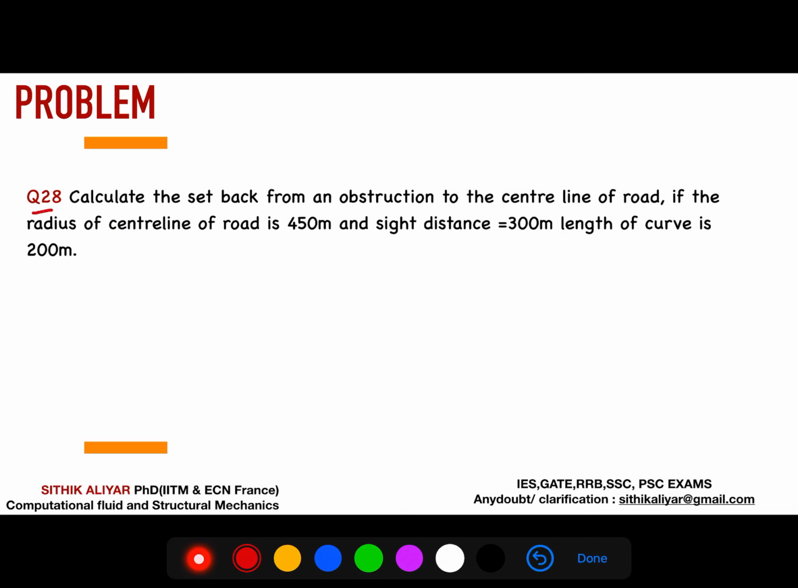Next question, question number 28. Calculate the setback distance from the obstruction to the center line of the road. Again, same type of question. If the radius is 450 and the side distance is 300 meter, length of the curve is 200 meter. Now they have given even the length of the curve, and you see the length of the curve is 200 and side distance is 300.